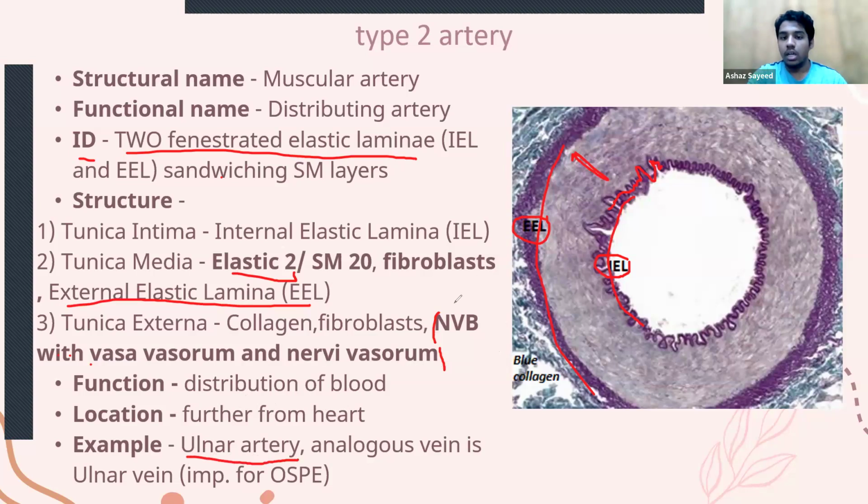Now remember this example, they will probably ask this for OSPI. Its analogous vein, obviously, has the same name, so ulnar vein. Ulnar artery example, it's important for OSPI. They can put this image right here, then ask you which artery this might be. It is the ulnar artery because it's a type 2 artery.